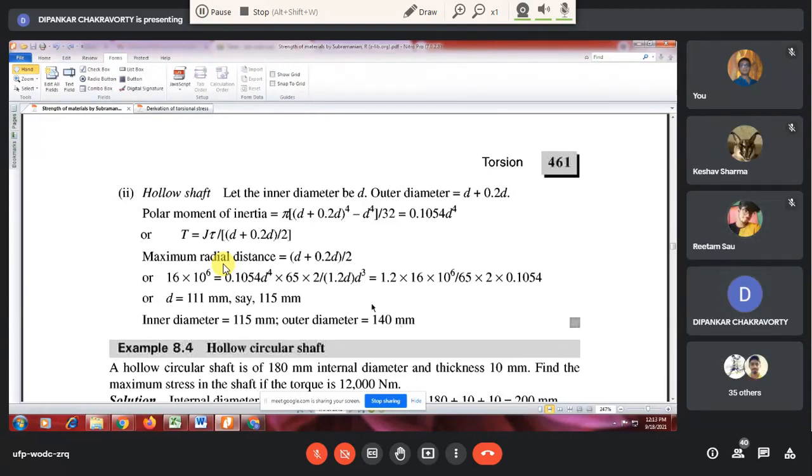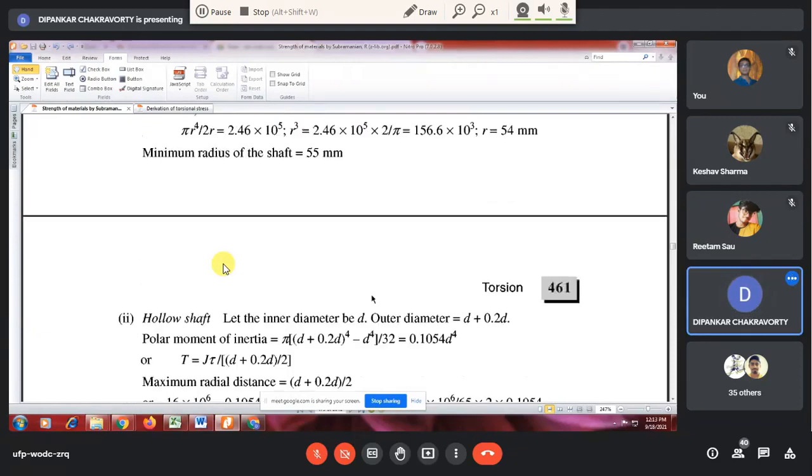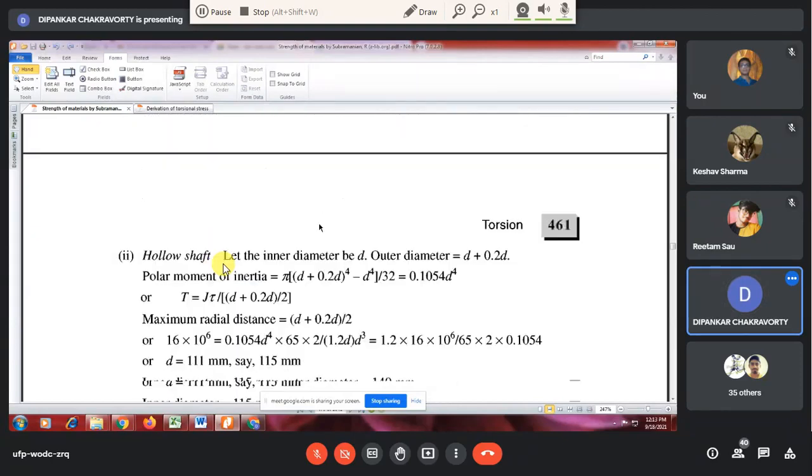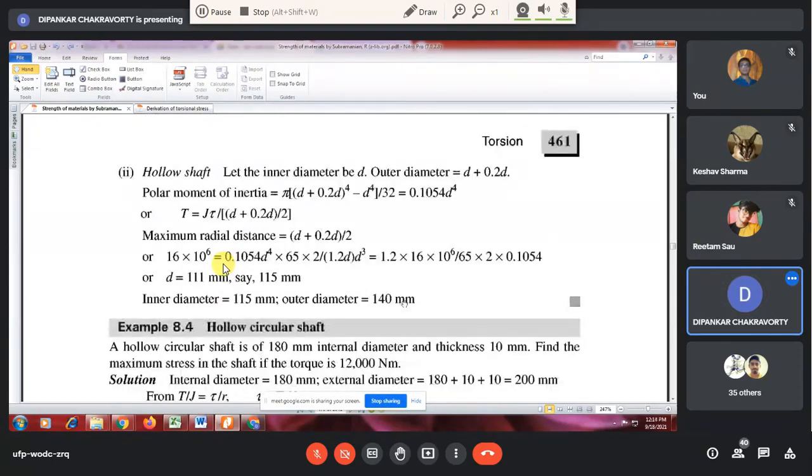Now you tell me, if this is a 55 mm solid shaft, please calculate the cross-sectional area, pi by 4 D square, pi r square. You calculate. And here also calculate, this is diameter: pi by 4 times capital D square minus small d square. Please get the two areas.